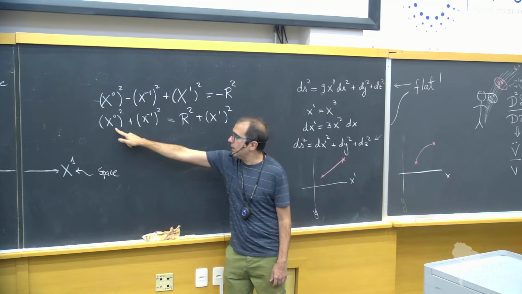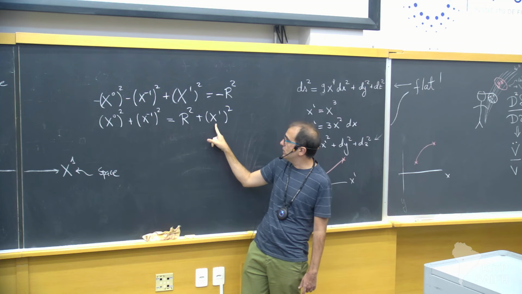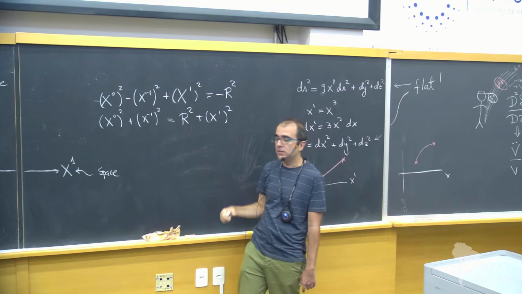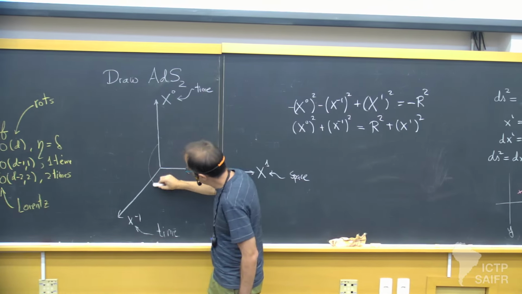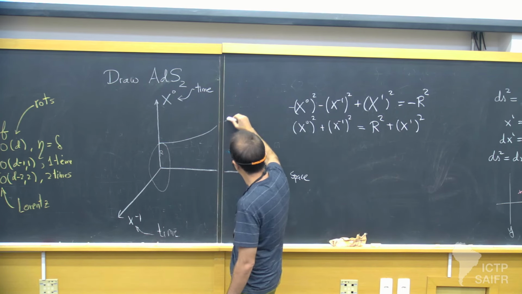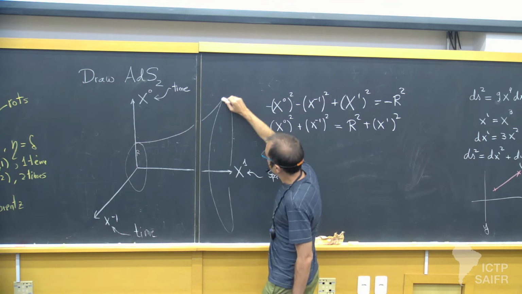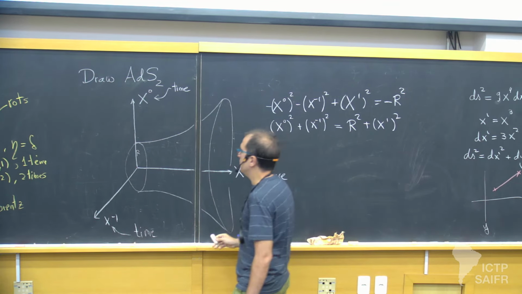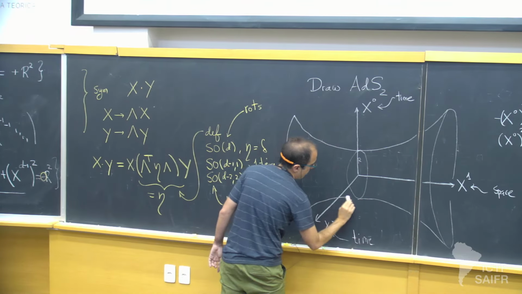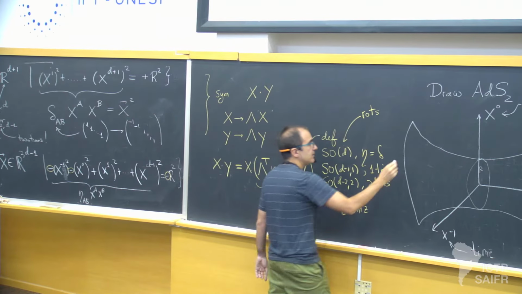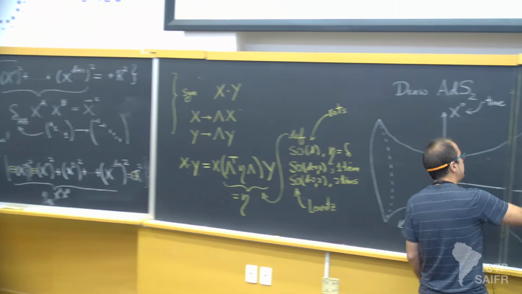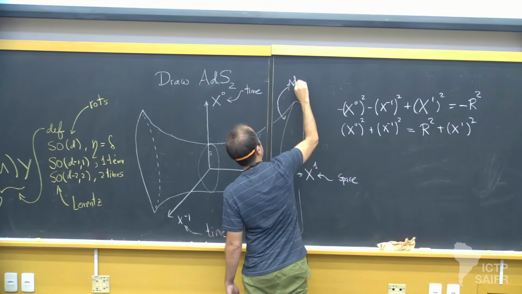So you see that these guys, they have a circle whose radius increases as x1 increases. When x1 is 0, it's a circle of radius r. Otherwise, the circle increases. So this is just a hyperboloid. I just have a circle here. This radius is r. And then when x1 increases, the hyperboloid grows. Similarly, if x1 is negative, it grows in the other direction. And now we have a two-dimensional surface. So this surface here, this is AdS2.